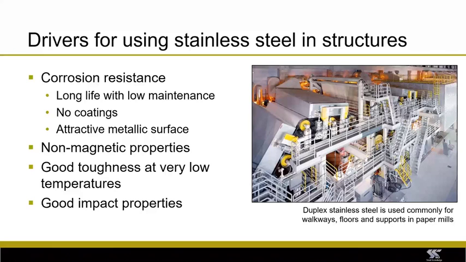The less widely known reasons include if you need a non-magnetic steel, as I've mentioned, in some medical and defense applications, that's important. Also, if you need good toughness at very low temperatures, then the austenitic stainless steels are a wonderful choice. And finally, I'll show you in a few slides' time that the stainless steels offer very good impact properties for high strain rate events.